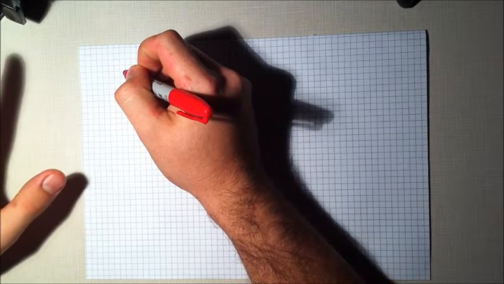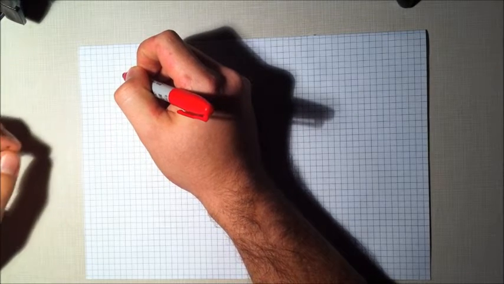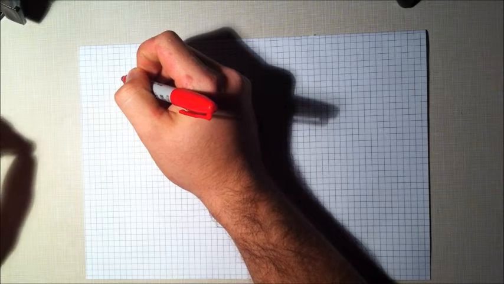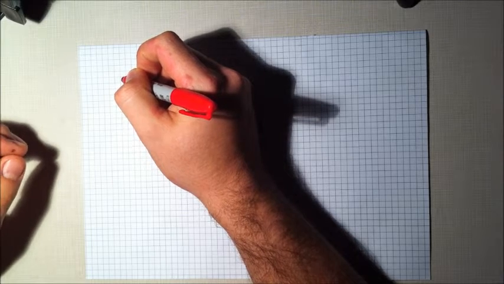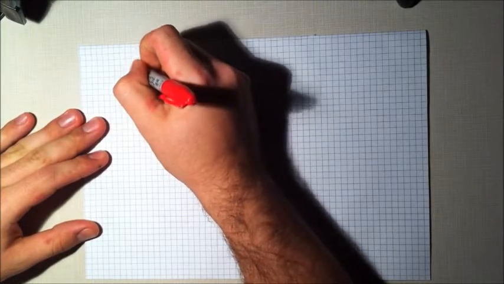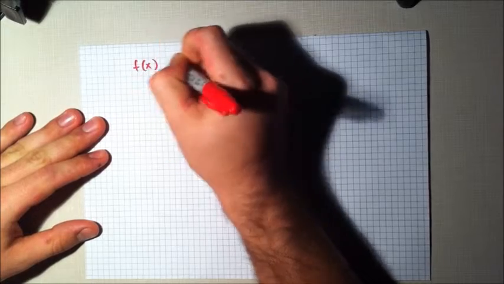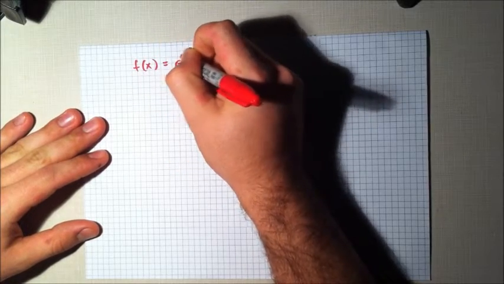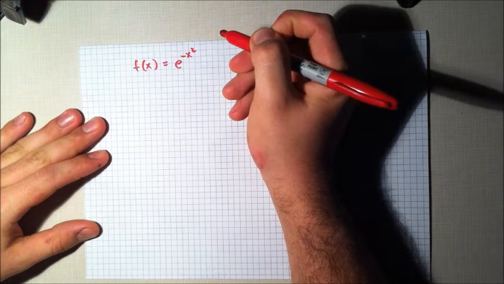So the question we're going to try to solve today is, what is the largest area of a rectangle that can be inscribed under this graph? So the function in question is e to the negative x squared.